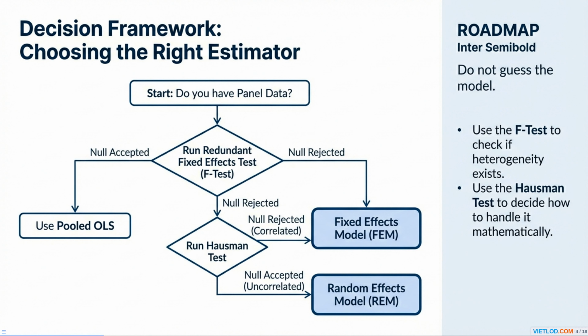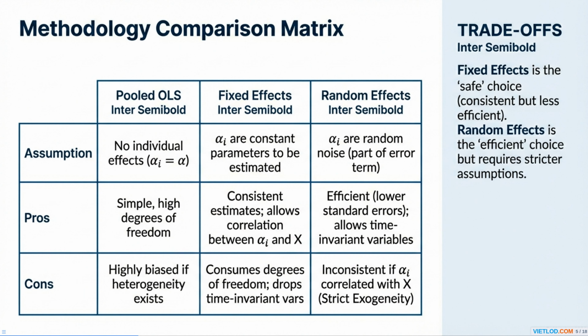This framework prevents you from guessing and ensures you select the mathematically sound model for your specific data, thereby avoiding bias and ensuring the reliability of your findings. Let's delve into the core ideas behind fixed and random effects.